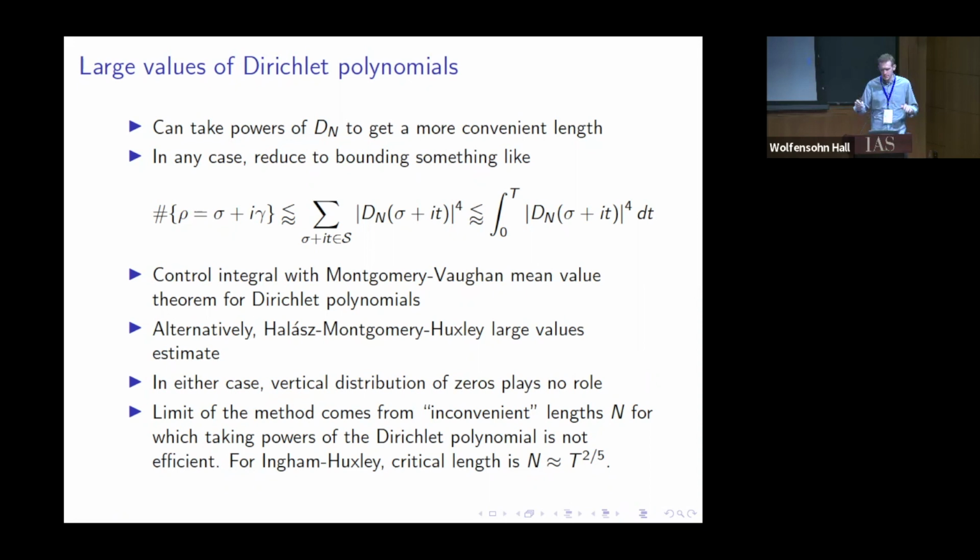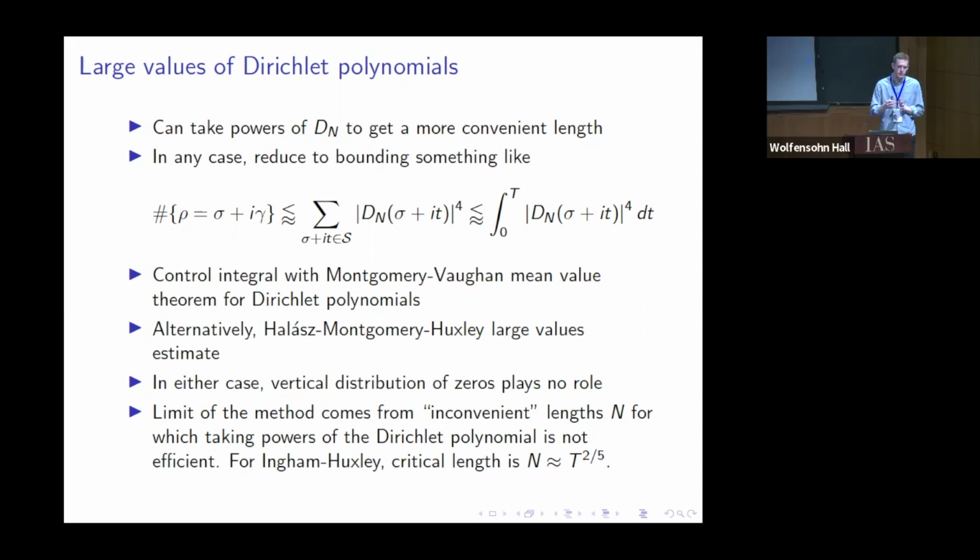Again, if you didn't really understand this, don't worry too much about it. But one key takeaway is that vertical distribution of zeros plays no part in this whatsoever. Okay, so we had these vertical arithmetic progressions of zeros that I mentioned earlier. And this whole set of techniques somehow doesn't see any of that. We're only really looking at a horizontal kind of distribution of zeros there.